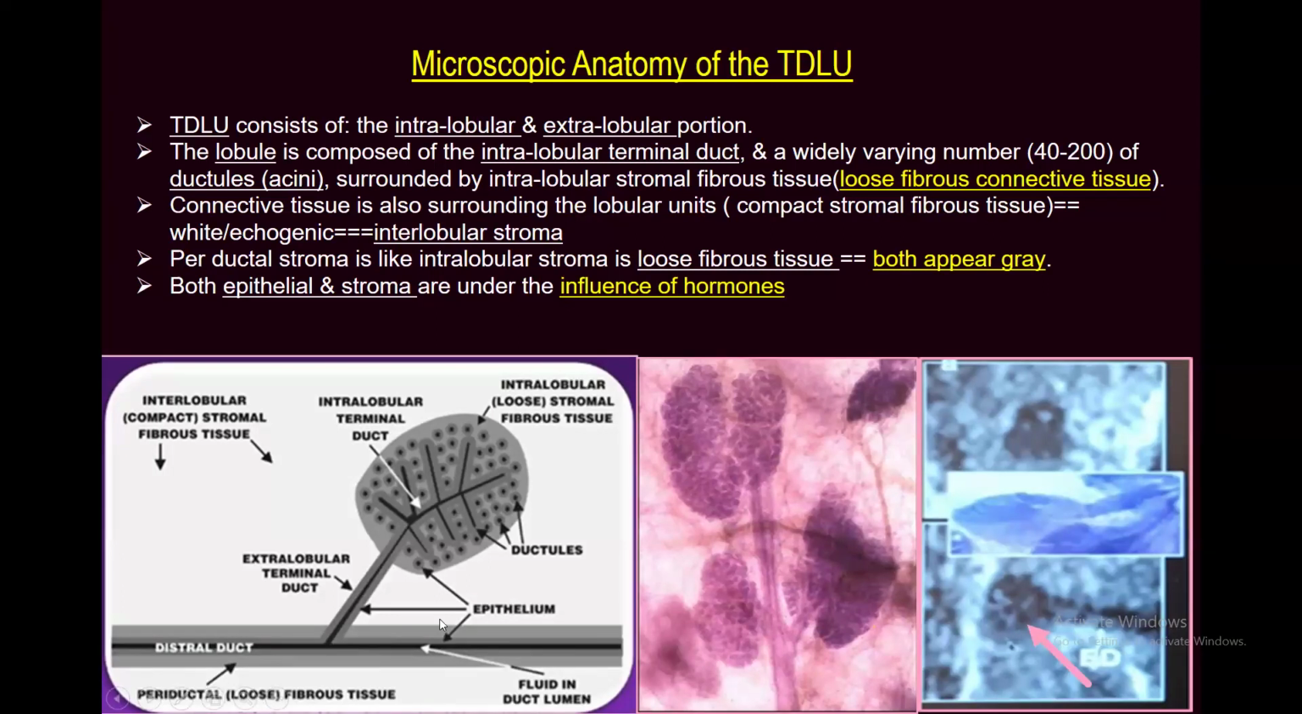And extending along the ducts, the periductal stroma is also, look here, even extending into the main ducts. The periductal stroma, as we mentioned before, is gray. It is isoechoic to the fat.